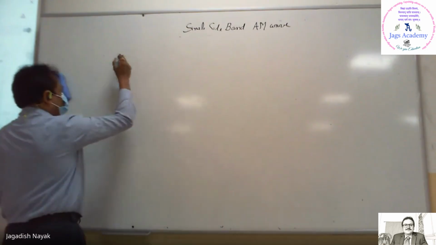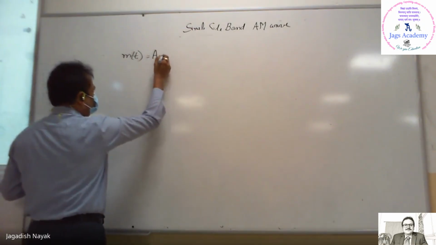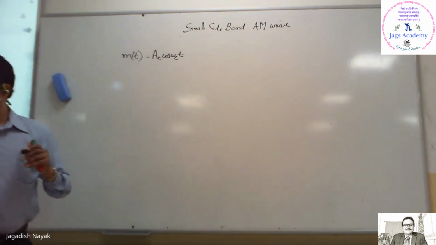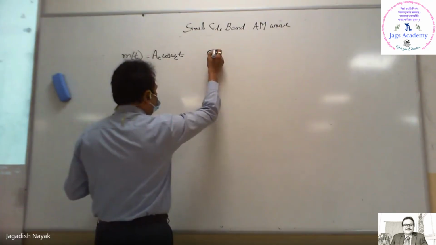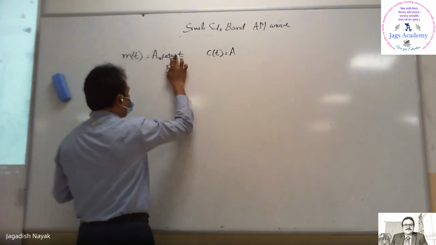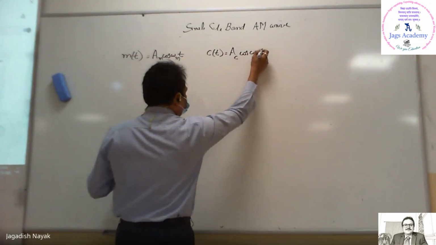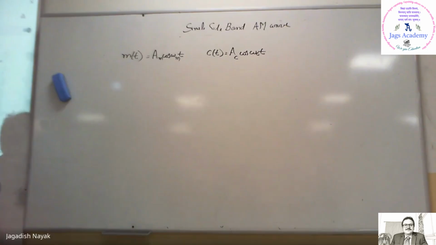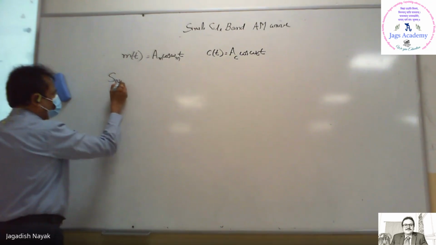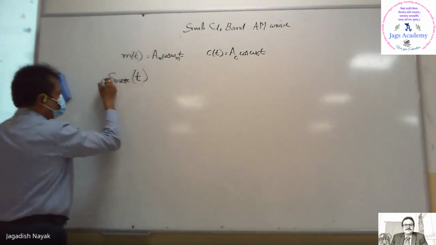Suppose m(t) is equal to Ac cos omega ct. What is this? Tell me. This is a single tone wave. And your carrier signal c(t) is equal to Ac cos omega ct. This you know. So can you tell me the expression for the double sideband suppressed carrier? I'll just write it like this.